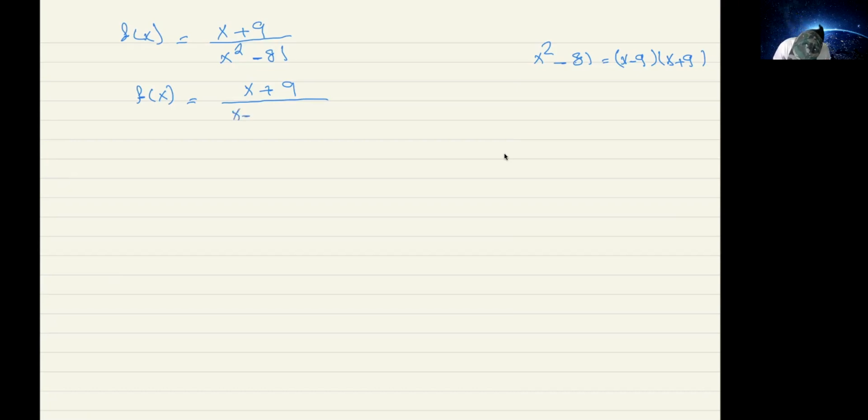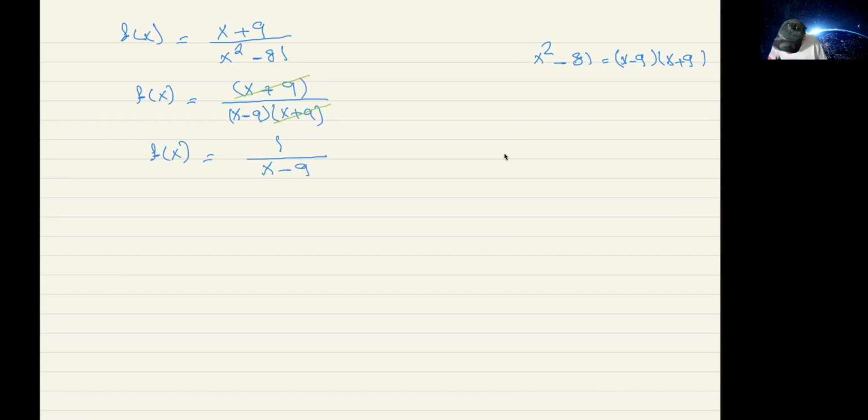Okay, x minus 9 times x plus 9. But hey, is there a way to simplify that? x plus 9 and x plus 9, we can simplify them together. So I can simplify x plus 9 with x plus 9. So what do I have in the numerator? x plus 9 divided by x plus 9 is 1. So f of x, not 0, because some of you said 0, is 1 over x minus 9.